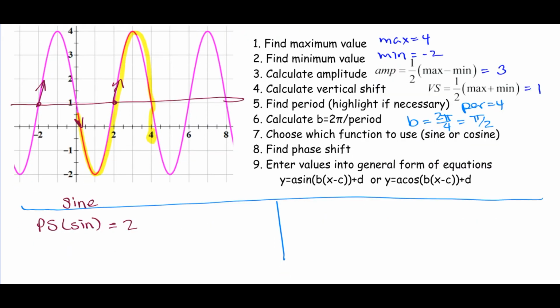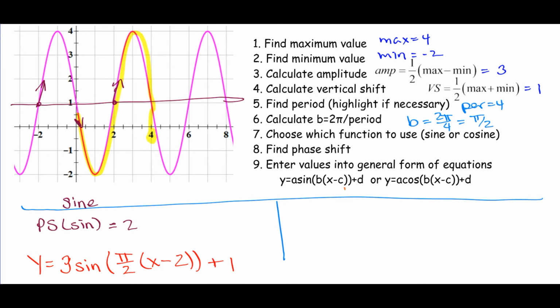Then I've got everything I need to write my equation, so I'm going to write y equals, and then remember a is your amplitude, so that was 3. So then I'm going to put my b value in, which was the pi over 2. Parenthesis x minus c, which is my phase shift, so 2, and then plus my vertical shift, which was 1.